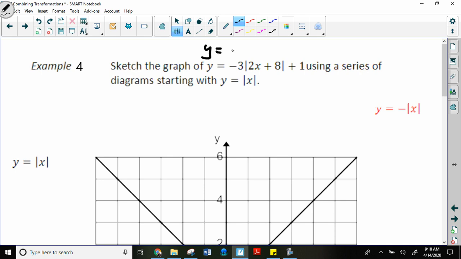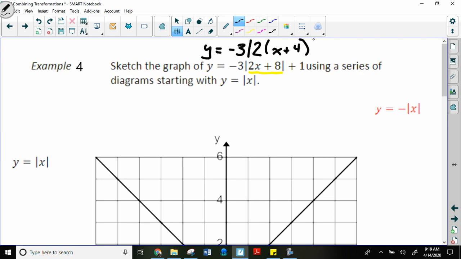Y equals -3 absolute value. So our base graph is the V: over 1 up 1, over 2 up 2, over 3 up 3, over 4 up 4 from 0, 0. And we have to factor inside the absolute value notation. They're like brackets. Just like the square root sign is like a bracket, the absolute value notation is like a bracket. We have to factor this 2 out of those two terms. Now that 2 is going to stay inside the absolute value notation, but then it'll be x plus 4.